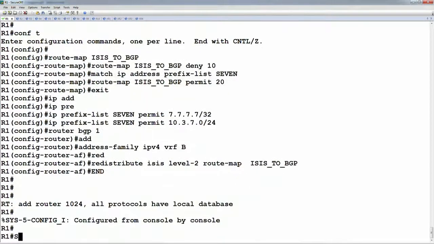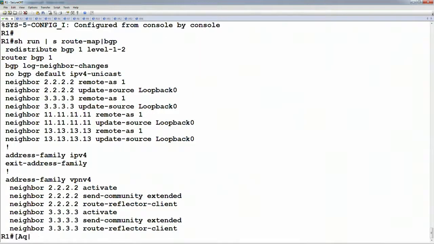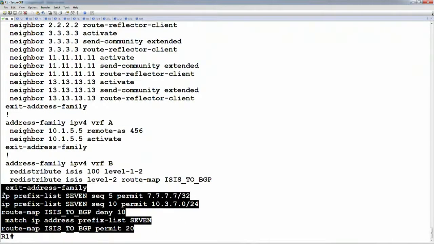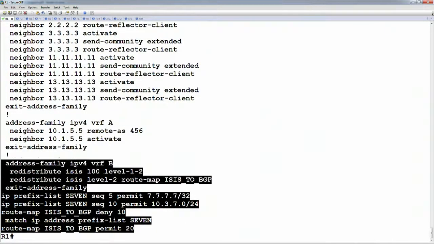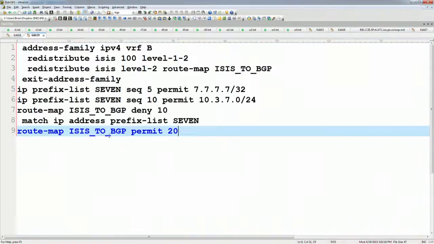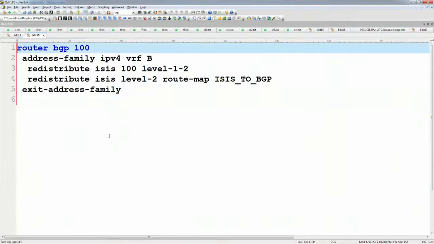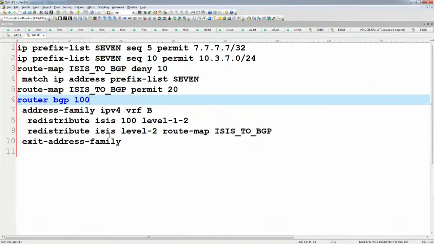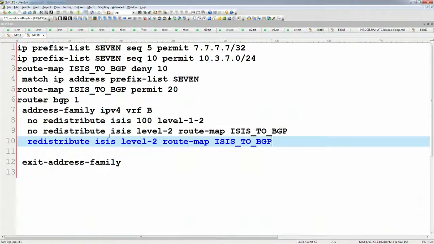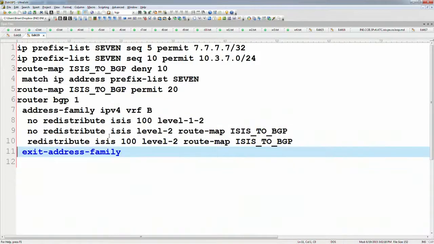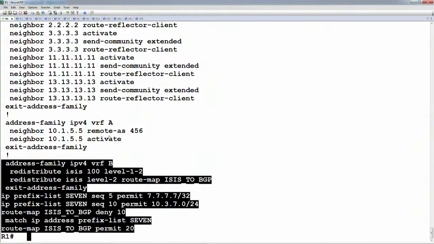So if we show, let's say, show run section route map or BGP or prefix list, which is, and I needed to say ISIS 100. So router BGP 100. No, router BGP what? 1. So redistribute ISIS 100, and then use that route map. So this is going to be the identical config on both router 1 and router 2.